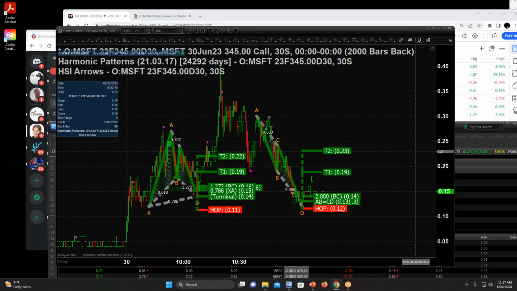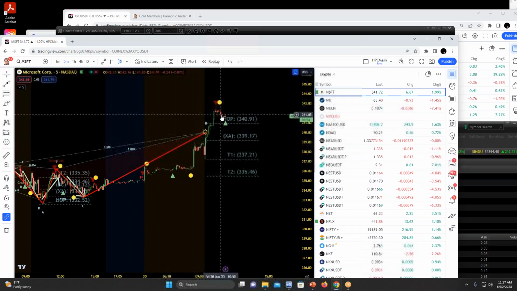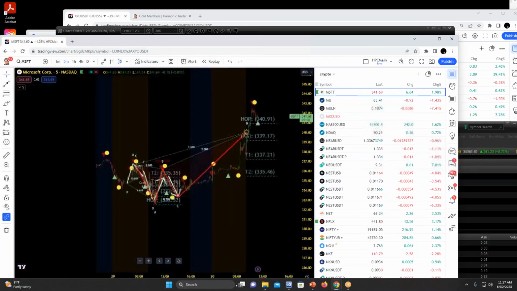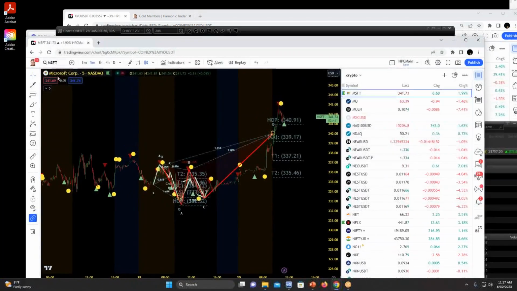All right, let's see what happens. I mean, Microsoft's flashing a 5-minute HSI signal that's counter to the bearish pattern. Well, that's really chasing it up there. Keep an eye out. I would prefer if that came back in a type 1 reaction.